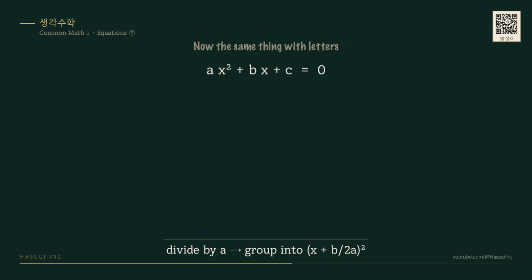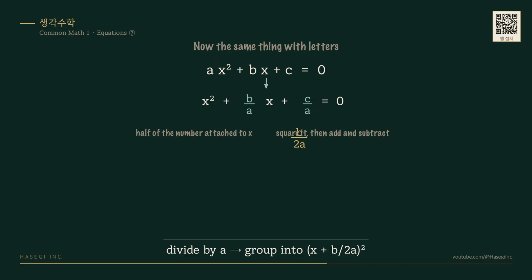Now do exactly the same thing with letters. Start from ax squared plus bx plus c equals 0. First divide both sides by a, so the leading term is 1. Then take half of the number attached to x, which is b over 2a, square it, and add and subtract it. The left side then becomes x plus b over 2a, all squared. It is the identical procedure we just did with numbers.